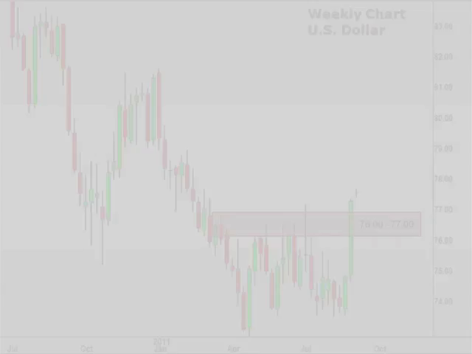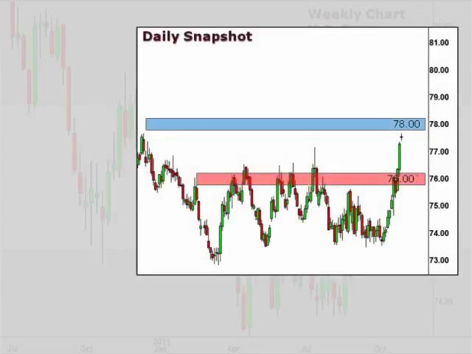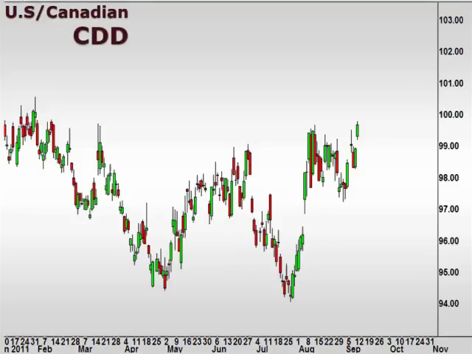Let's take a quick look at the daily chart. We can see here that the daily snapshot reflects the near-term resistance at 78 and a major support level that hovers around the 76 zone.